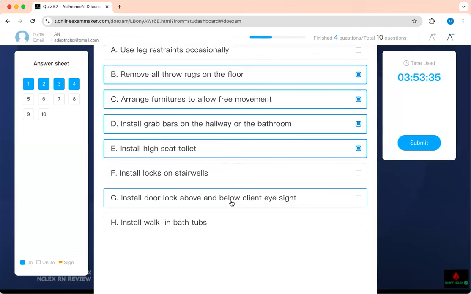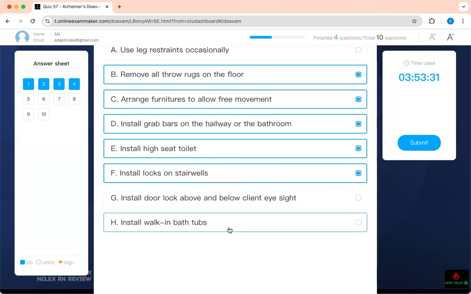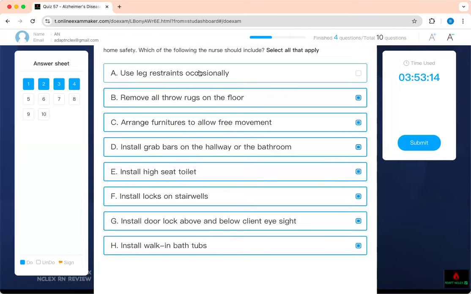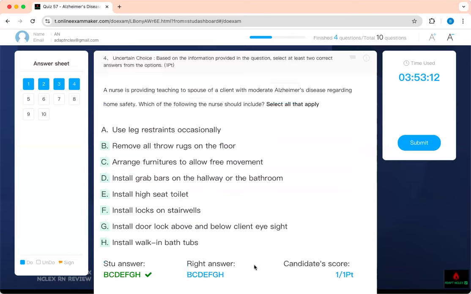Locks on the stairway so that they don't go down the stairs and fall down. Install door locks above and below their eye level so that they can't see them, so that they don't go outside and wander around. Install walk-in bathtubs. They don't have to jump over the bathtub, but they can walk in back and forth and take care of themselves. The only one you shouldn't do is restrain them.